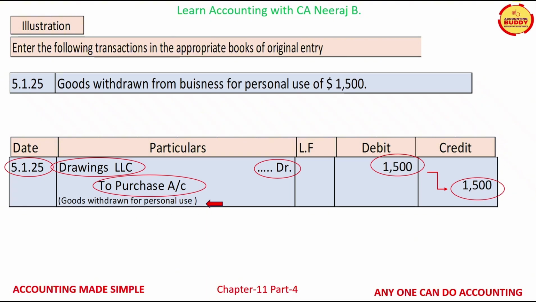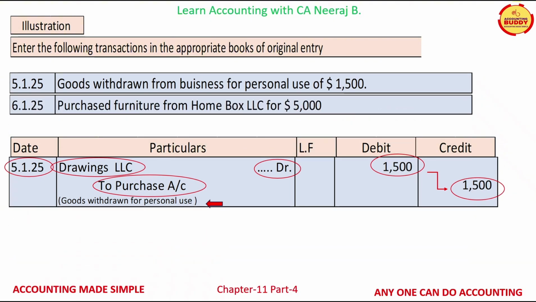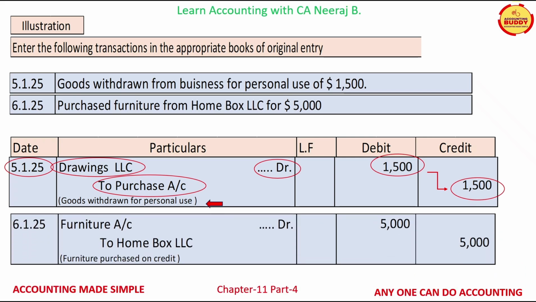Another transaction on your screen is on 6th of January 25, business purchased furniture from Homebox LLC for $5,000. This entry will be recorded on 6th of January 25. The two accounts getting affected are furniture account and Homebox LLC account. Furniture account will be debited and the Homebox LLC account will be credited. The transaction will be recorded for $5,000 by writing a proper narration.